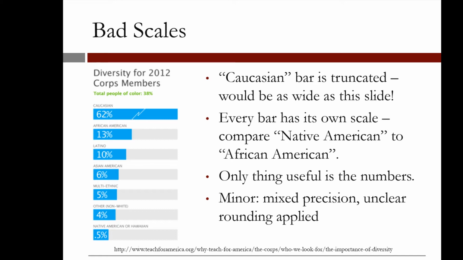This plot shows the relative breakdown of teachers by race in a certain teaching program. The Caucasian bar is truncated, which is a risky choice, but could be appropriate in some situations. A much bigger problem is that the scale of each blue bar is entirely different. For example, the Native American bar is about a third of the length of the African American bar, but there are more than 10 times as many African Americans in this program as Native Americans. In fact, visually, this plot is completely meaningless.